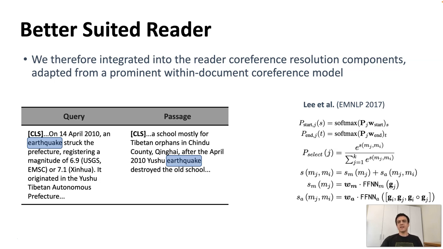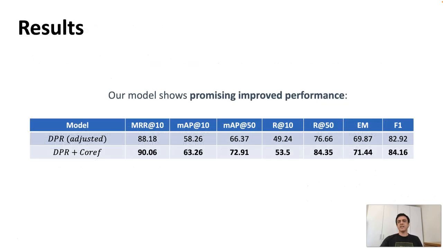We therefore replace the reader re-ranking method with components inspired by the within document coreference model presented by Lee et al. Our new re-ranking method takes into consideration a score produced by calculating the likelihood of the query and passage mentions to corefer. Further details both on this implementation and the DPR adjustments that we did are in our paper. Our integrated model further improved performance in all metrics, making it already useful for applied settings.